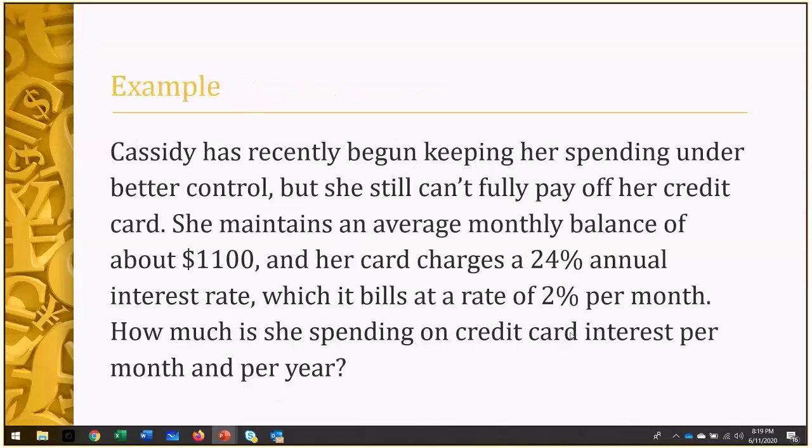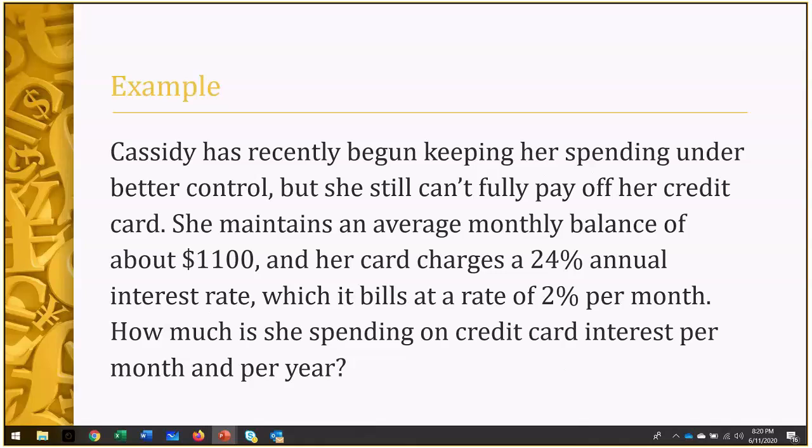Here's the first example, though. This is talking about how you can calculate credit card interest. So Cassidy has recently begun keeping her spending under control, but she still can't fully pay off her credit card. She maintains an average monthly balance of about $1,100, and her card charges a 24% annual interest rate, which it bills at a rate of 2% per month. How much is she spending on credit card interest per month and per year?